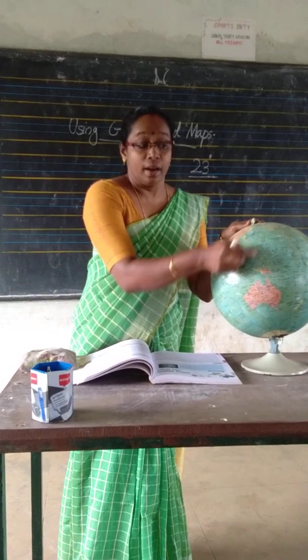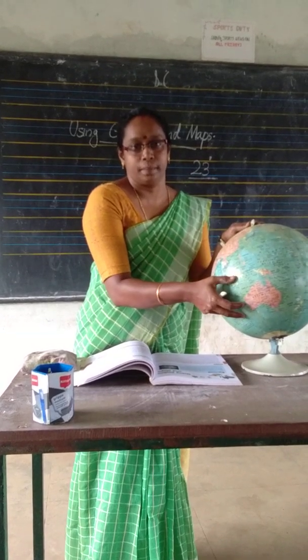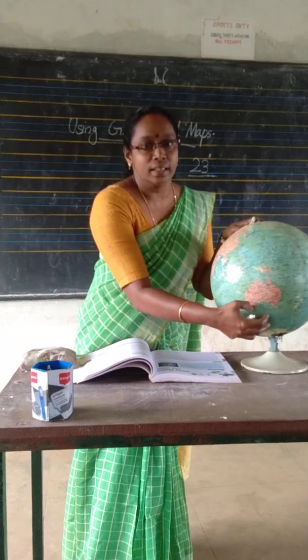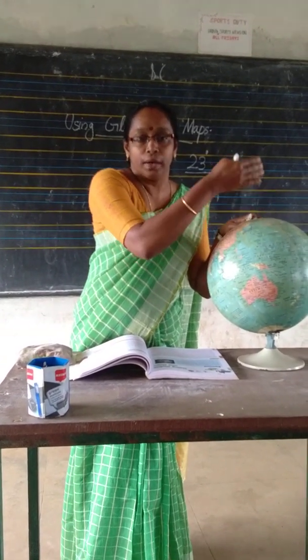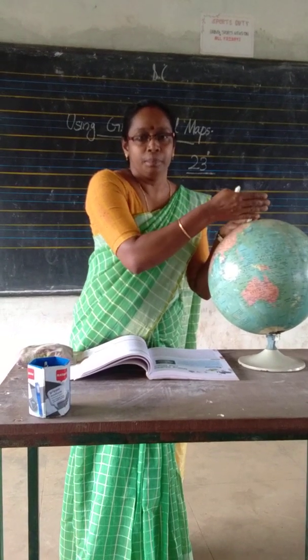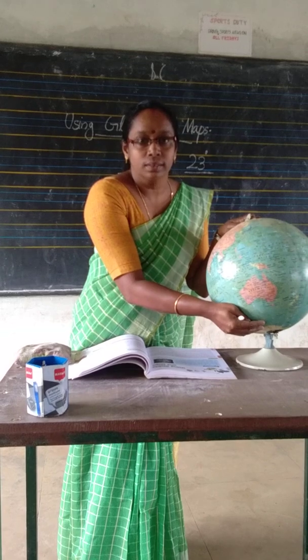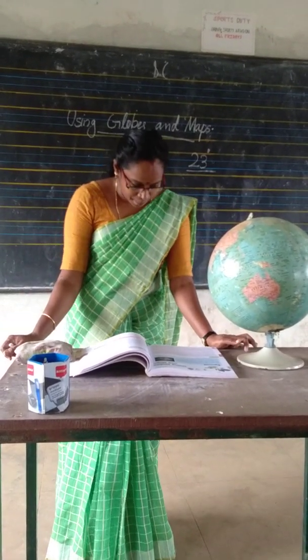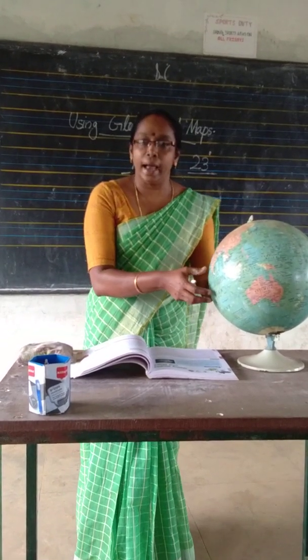This equator divides our earth into two equal parts, northern hemisphere and southern hemisphere. North of the equator is the northern hemisphere, and the southern hemisphere. So we have studied today about the axis, poles and equator.